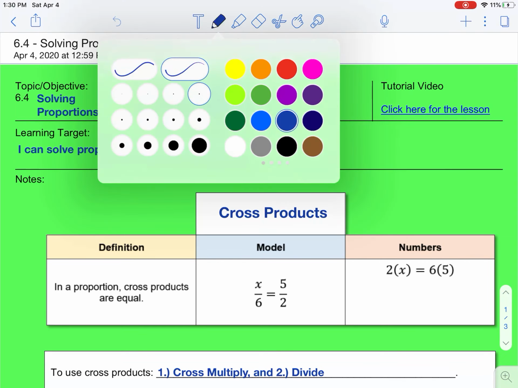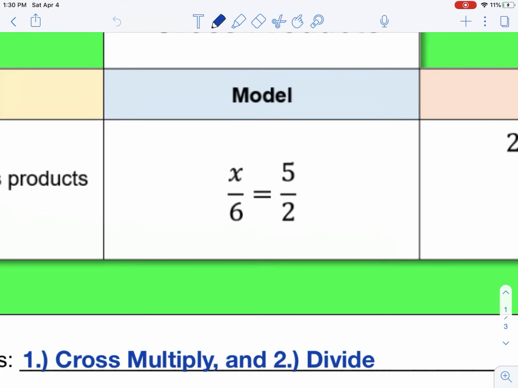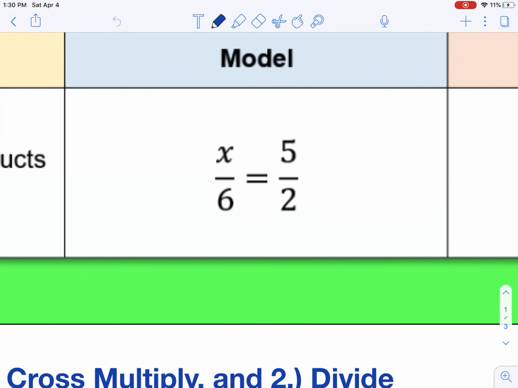So let's take a look at our box. So our vocabulary box is cross products. And in a cross product, when you're using a proportion, we use cross products to make sure that things are equal. So let's take a look at our model. So I have a proportion for us. It's x over 6 equals 5 over 2. Now I know that that's true, but we need to figure out what x is.